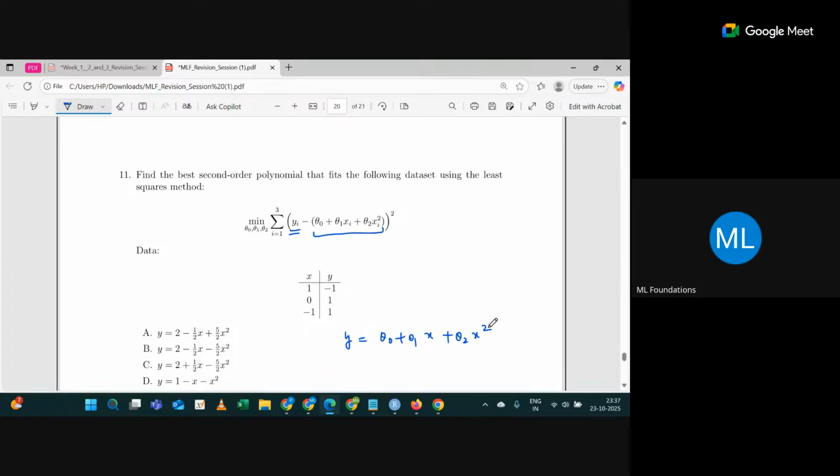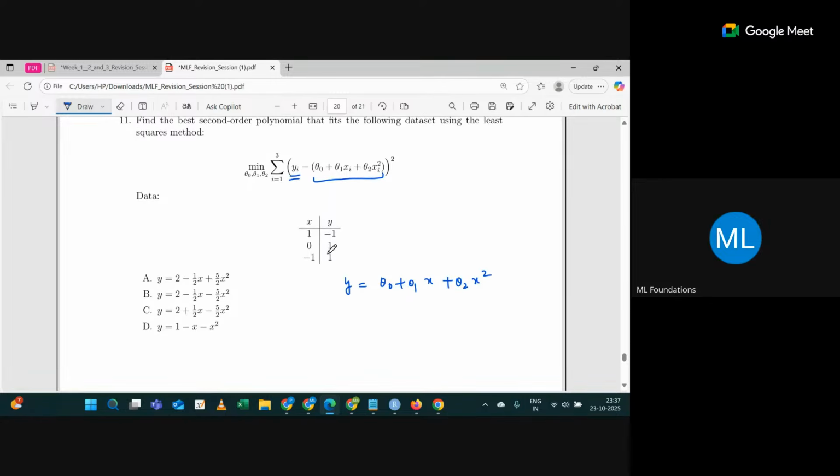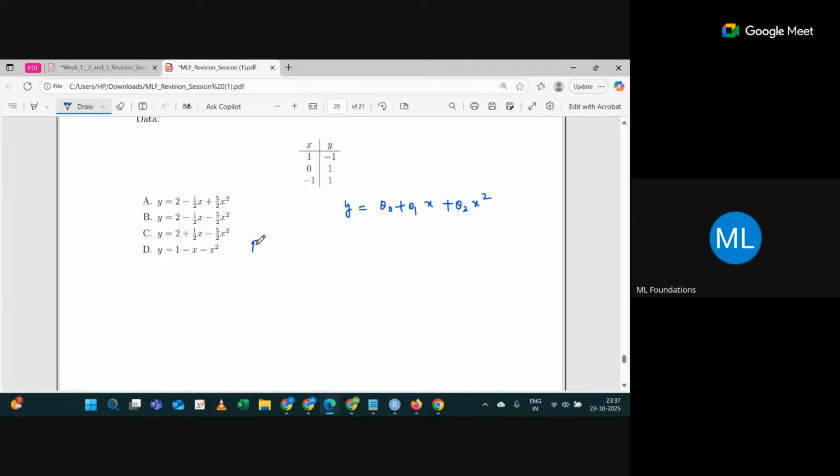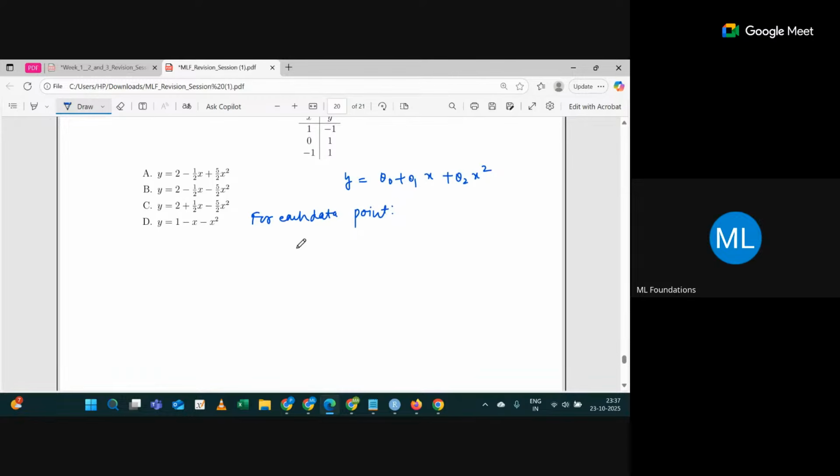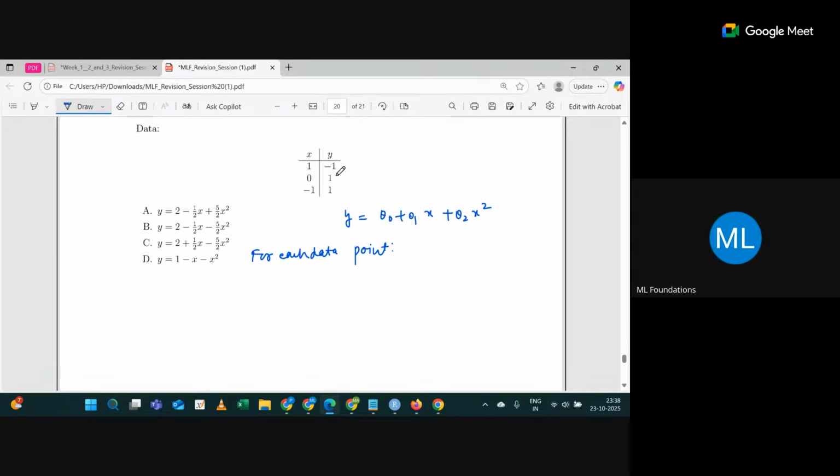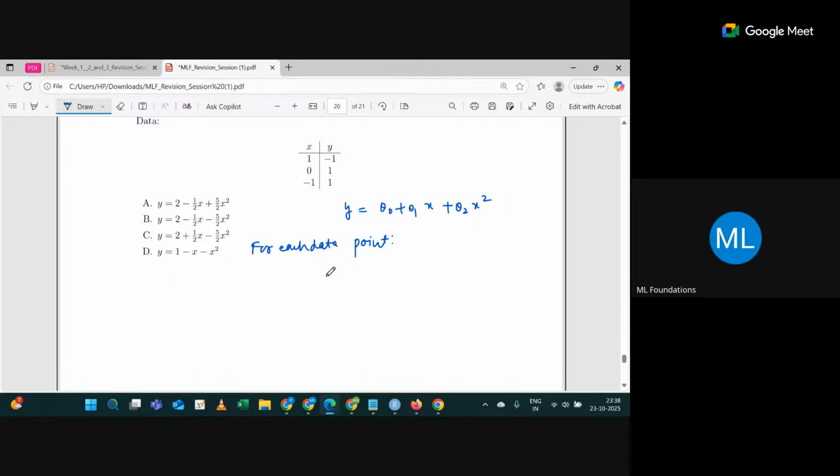And data is given to us, x and y are given to us, right? But for each data point, so how many data points are there? Three, right? Okay, so for each data point, just convert into matrix form. First of all, we have three data points. So what can I write? Can I write y1 equal to theta naught plus theta 1 x1 plus theta 2 x1 square?